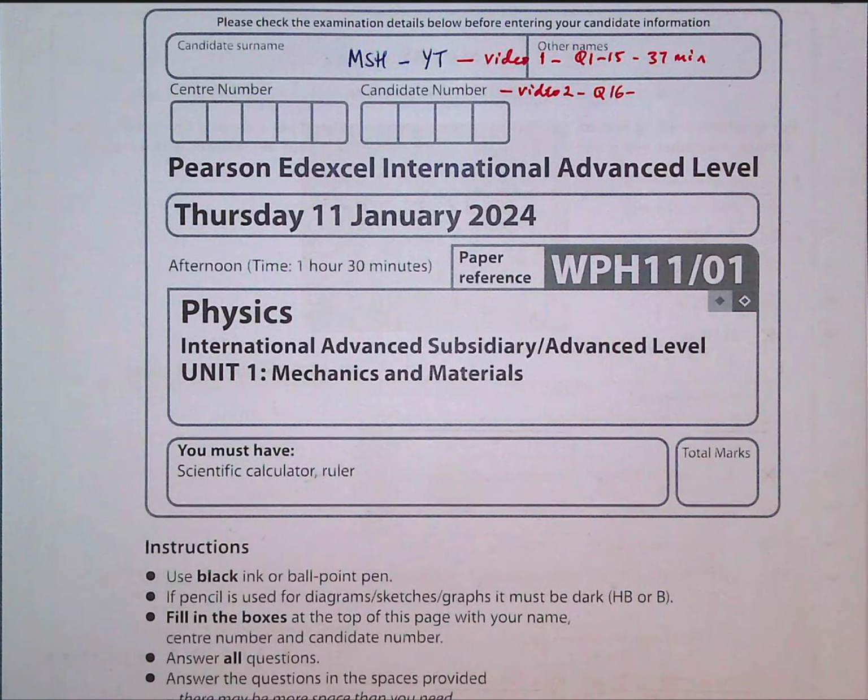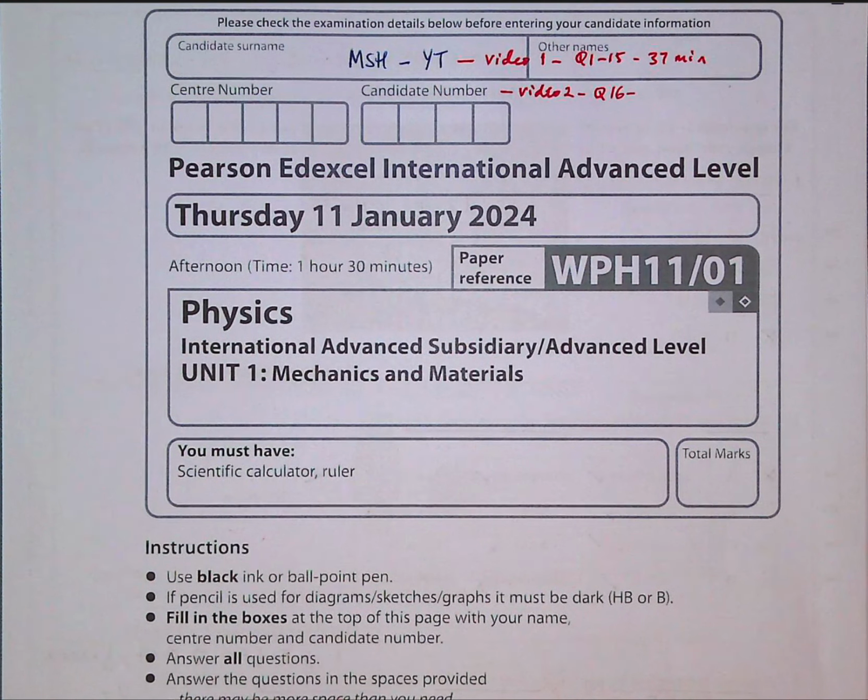This is going to be the second part of the January 2024 paper of Physics Unit 1, Mechanics and Materials, Edexcel International A-Level. So this was taken in January, and for people who need to retake it, the exam is next Friday, the 10th of May. So this will help you go through your own answers.